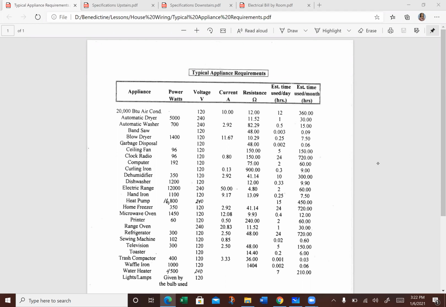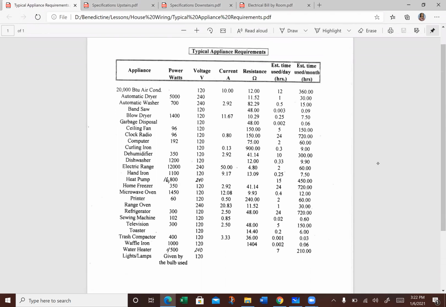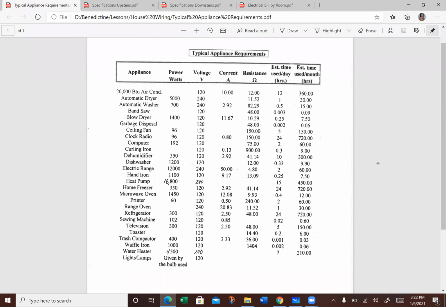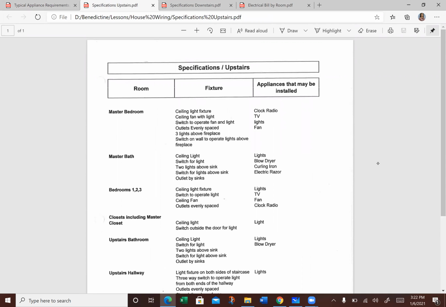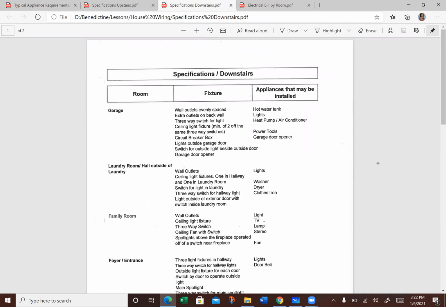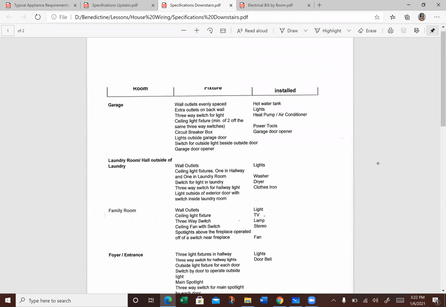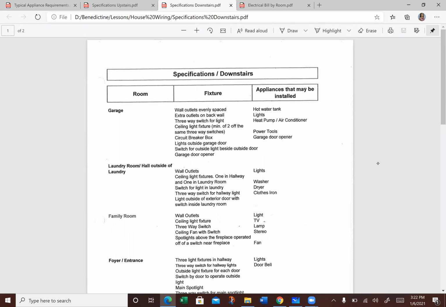All right, so we began with looking at these typical appliance requirements. This is just a list of various appliances that we have in the house. If we go back and take a look at all of our specifications, this is upstairs, downstairs. In this list, we have what had to go in it and the appliances that we wanted to put in there.